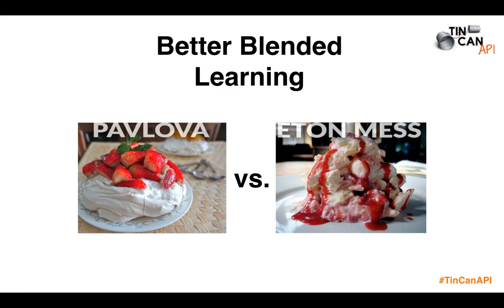With pavlova, the meringue, the cream, and the strawberries are separate layers. They're completely separate. With eton mess, they're all mashed up together, and you can't really tell where the meringue ends and where the strawberry begins.